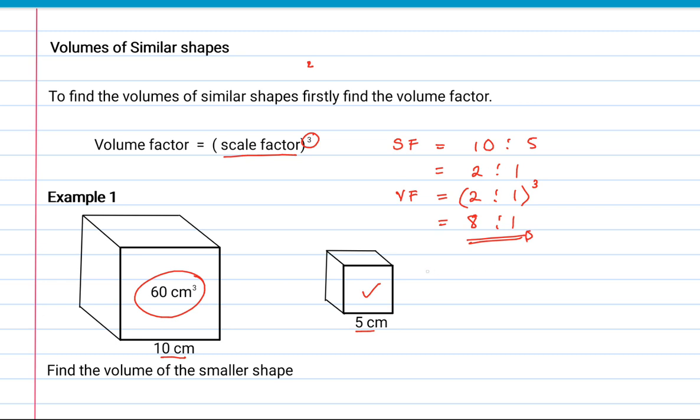So my volume factor now, I would then say 8 is to 1, and then here the volume that was given for the bigger shape is 60, so I would put it here on the side. 60 is to less. Here then I would say 60 over 8 multiplied by 1. So if I simplify that figure, then I would find the volume of the smaller shape, and the volume of the smaller shape will be equal to 7.5 cubic centimeters.